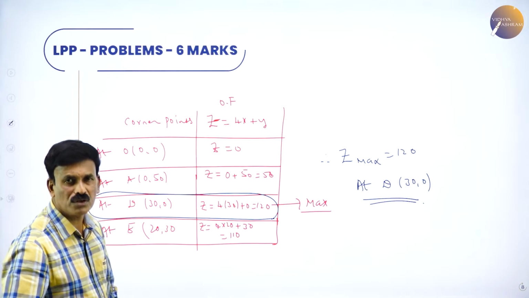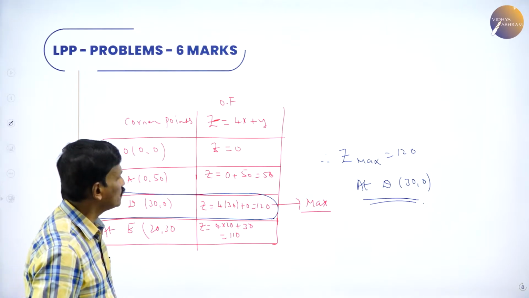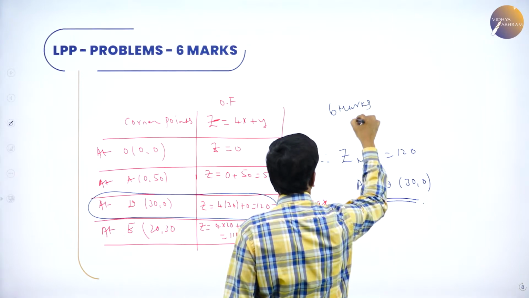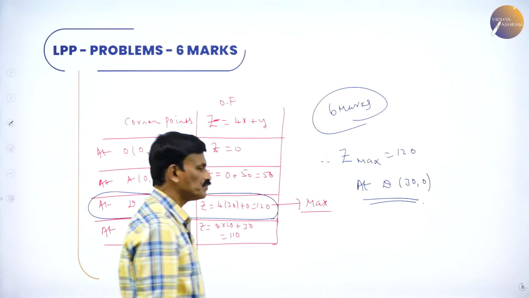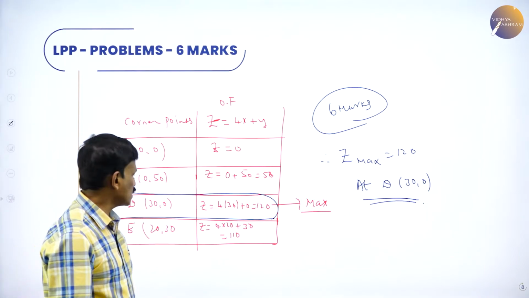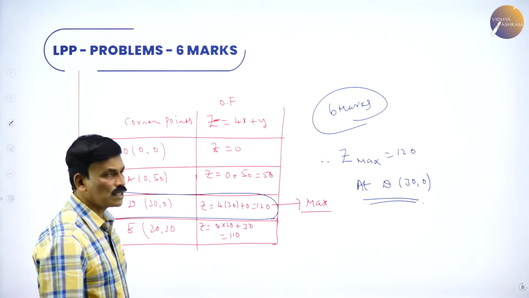Hope you followed. Very simple and very, very important. If you solve this much, you will get 6 marks. Very simple. Find out the corner points and substitute, and you will get the answer. Okay. Now, let us come to a similar problem.